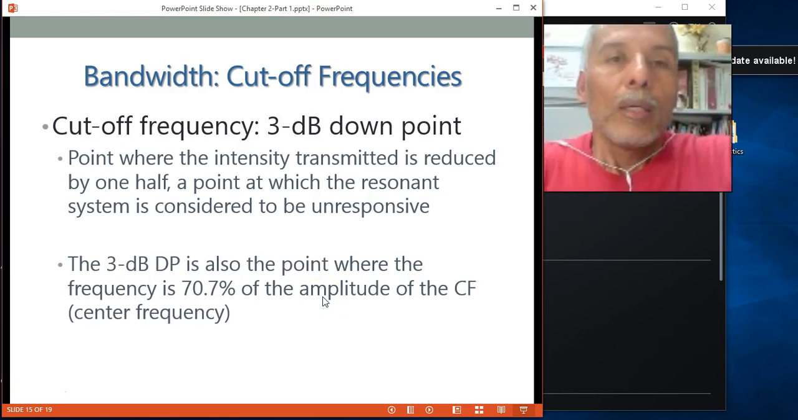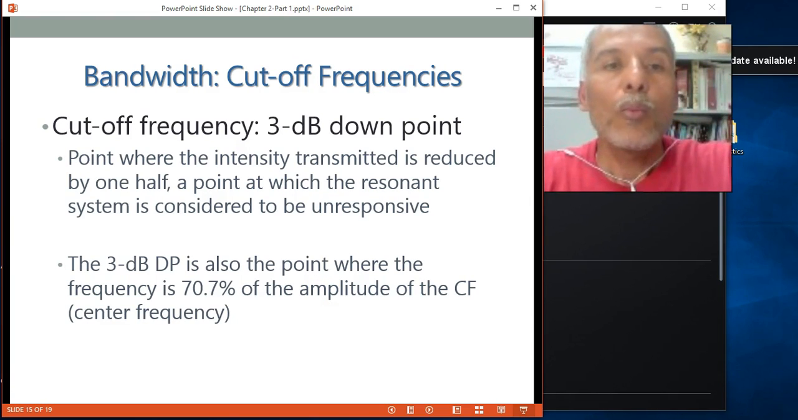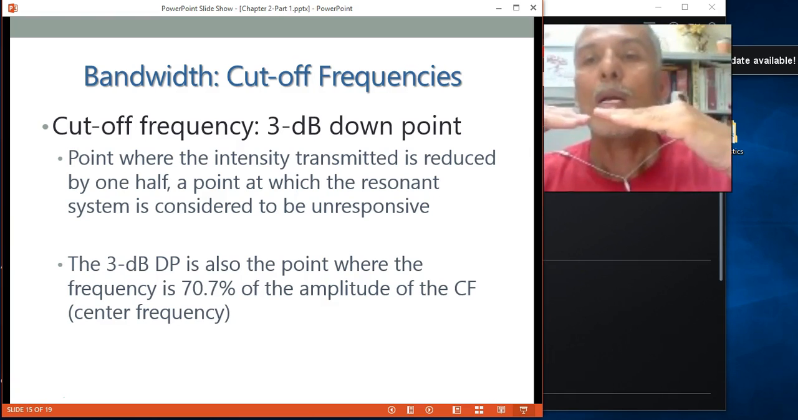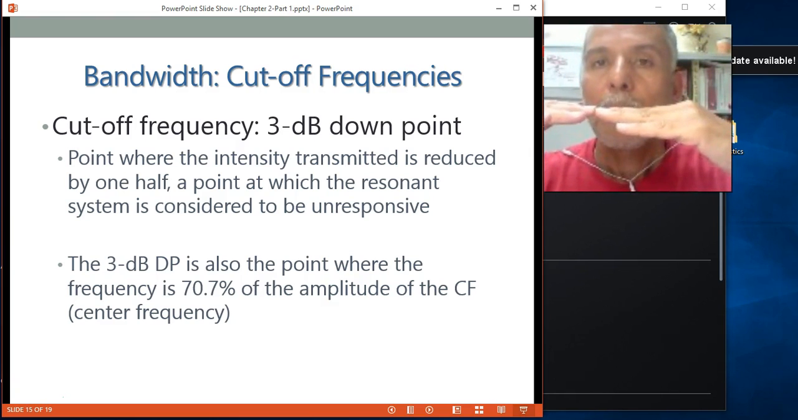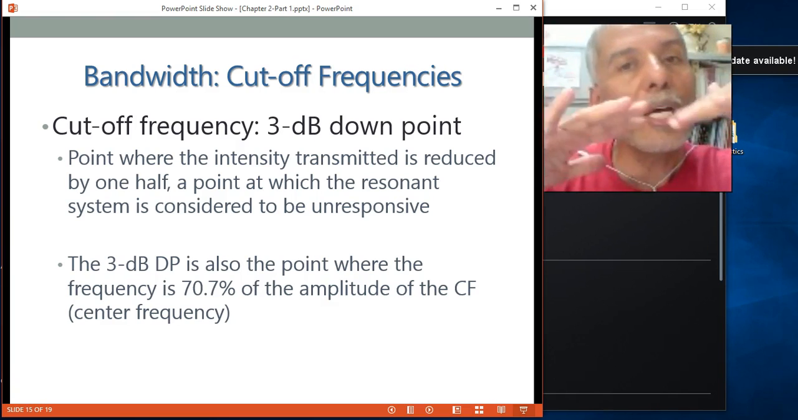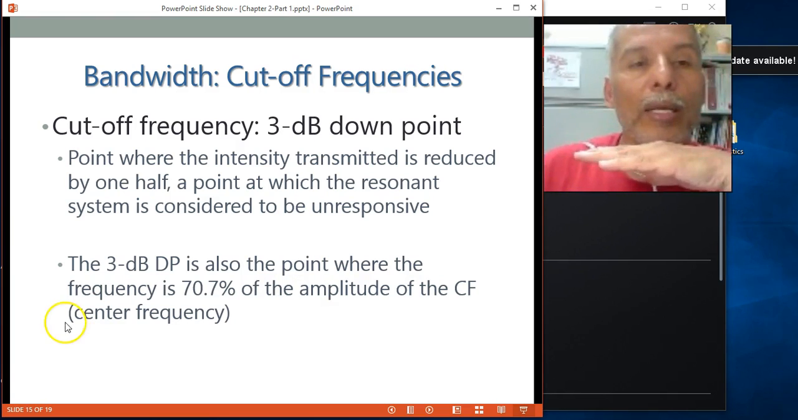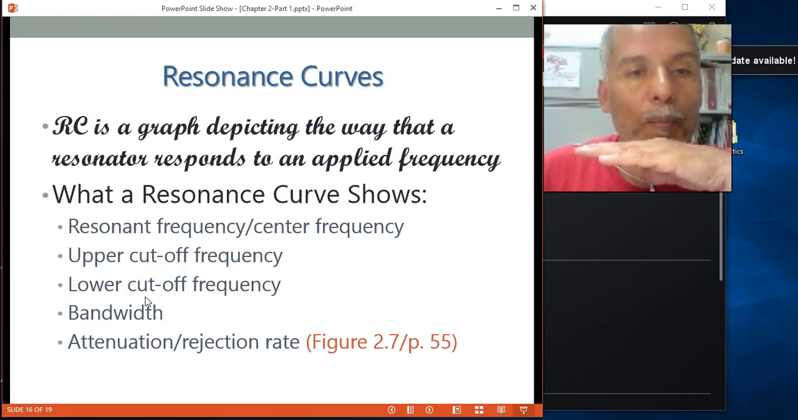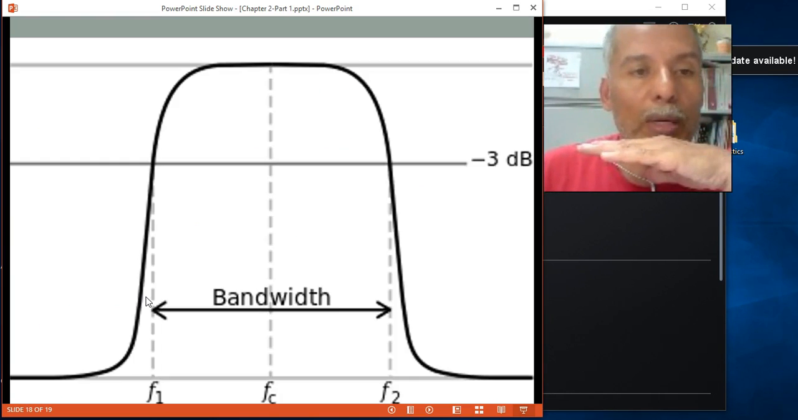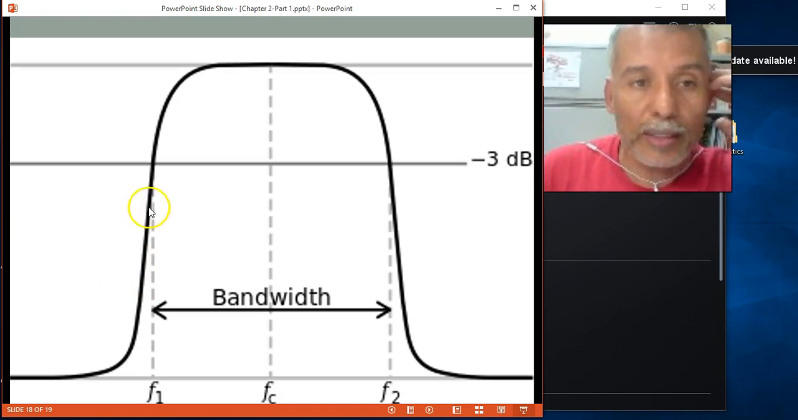So, bandwidth and the cutoff frequencies. We said the cutoff frequencies are the frequencies beyond which the tube doesn't respond. So let me show you something and come back again here. So here is an example.